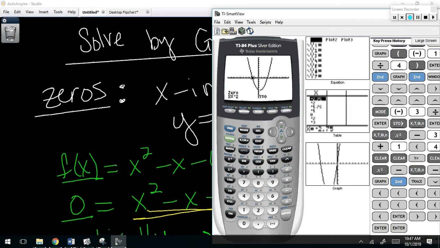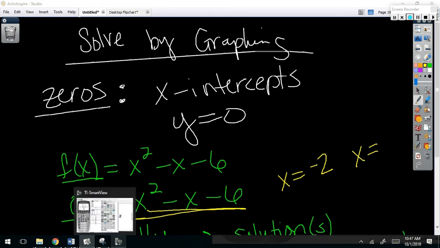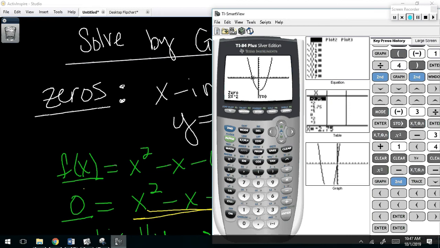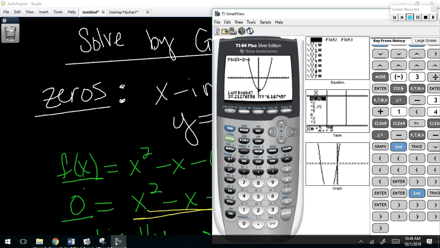One solution is -2. Ooh. But I have 2 solutions. Do you see this? There are 2 values that make this equation true, that make it equal 0. So I go over to the other one, 0. Yes, ma'am.